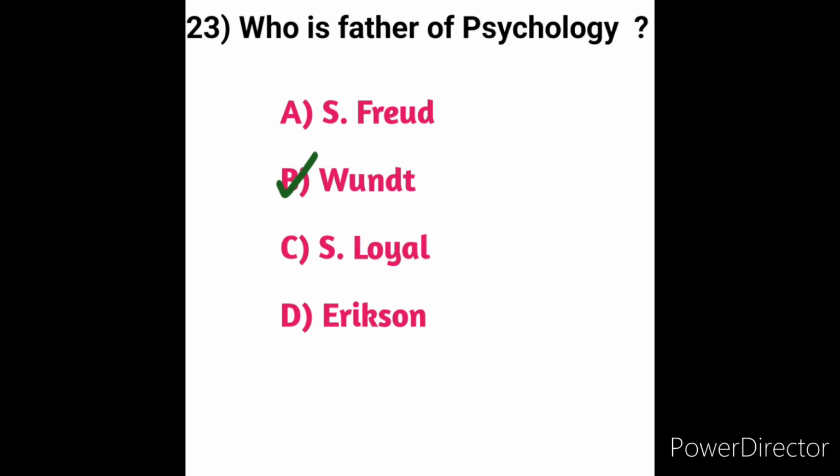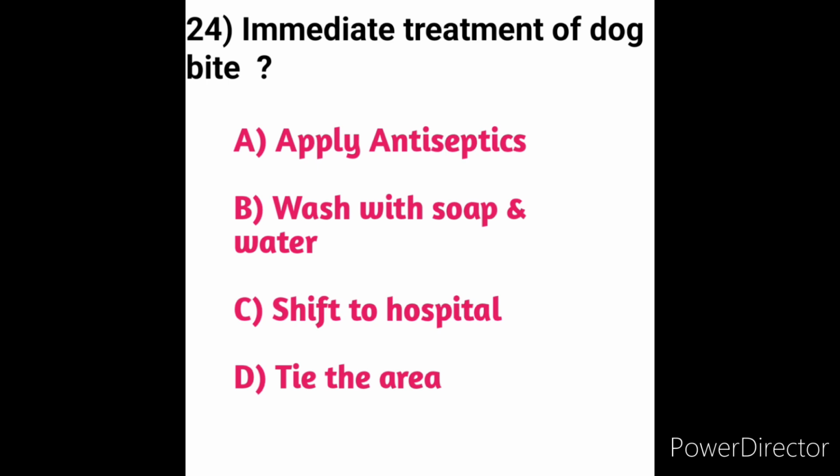Next we will move on to question number 24. What is the immediate treatment of dog bite? We will see the options. Option A, apply antiseptics. Option B, wash with soap and water. Option C, shift to hospital. Option D, tie the area.